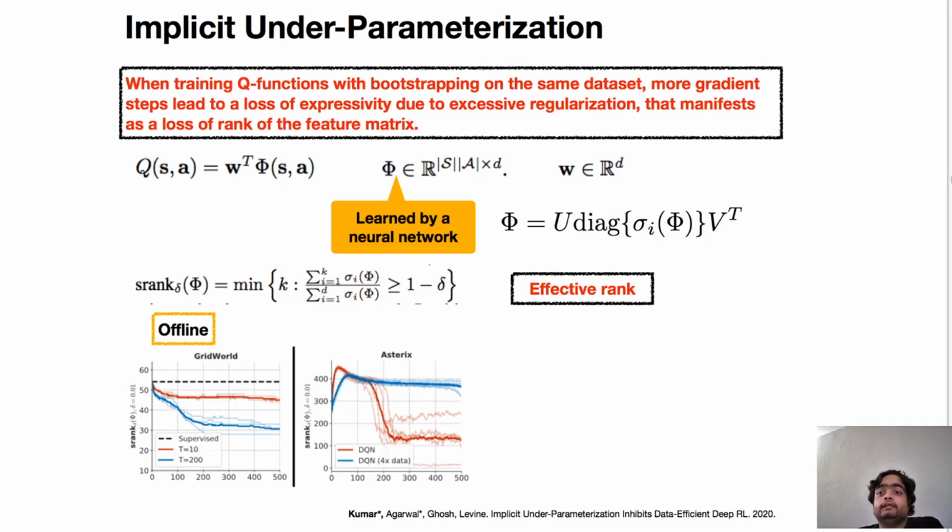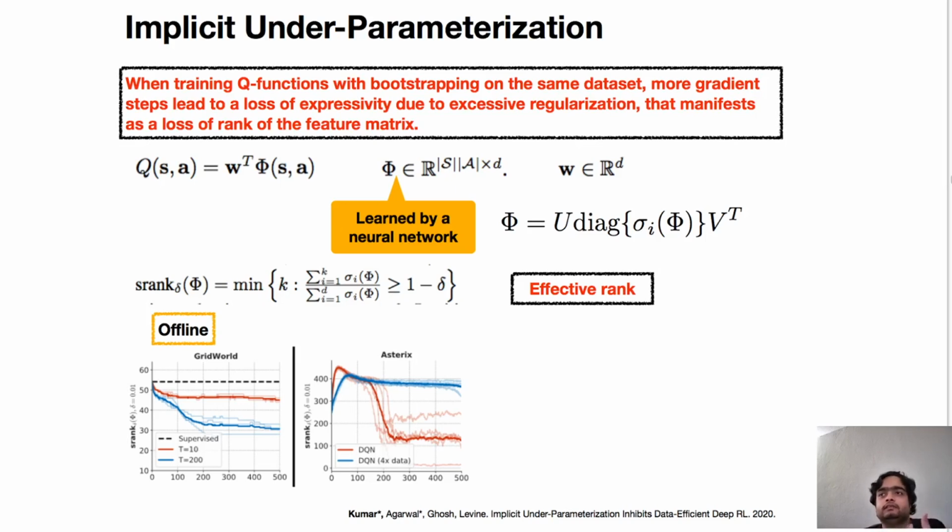So if you look at the grid world example, you'll find that the rank degrades. If you look at the Atari game, which is the Asterix game, you'll still find that the rank degrades. And if you look at some of the seeds, which are shown as faint lines in that figure, you find that in some cases the rank drops down to super low values, such as maybe 10 or 15, something like that.